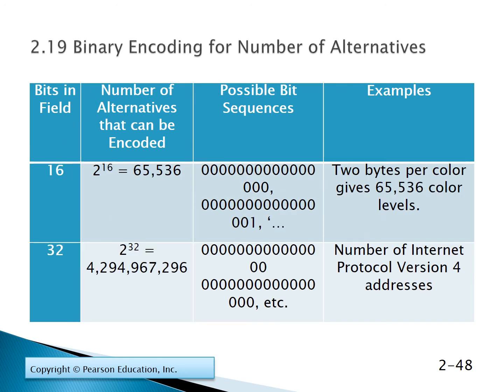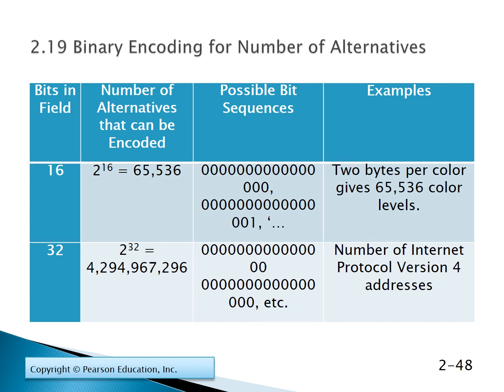If you have 16 bits, then you can represent even more alternatives, right? 2 to the power 16 is 65,000. So, for example, instead of just using 1 byte per color, you can use 2 bytes per color. And it will give you 65,000 color levels, right? So that will make your color even richer.